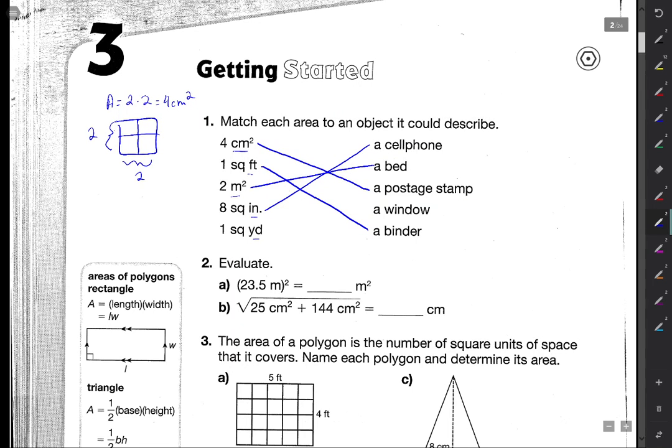And now 1 square yard. A yard is about the same size of a meter stick, give or take a little bit. So 1 square yard would be approximately the size of a window.